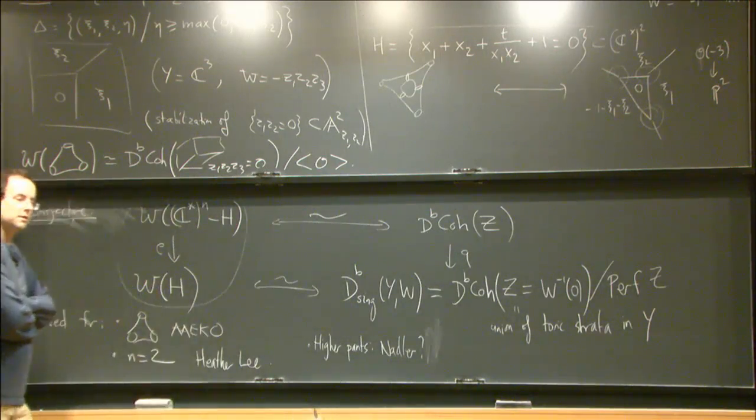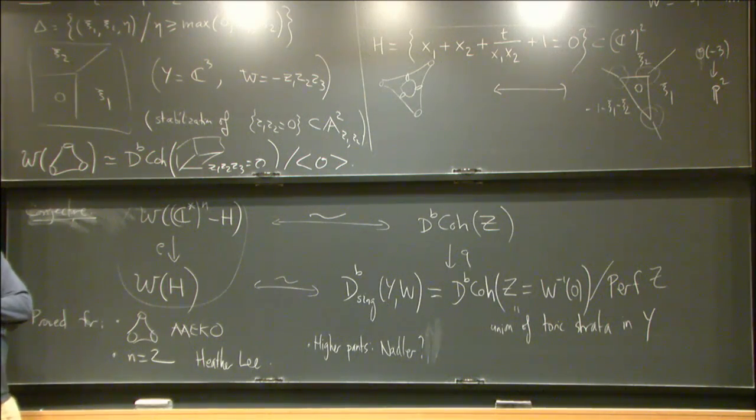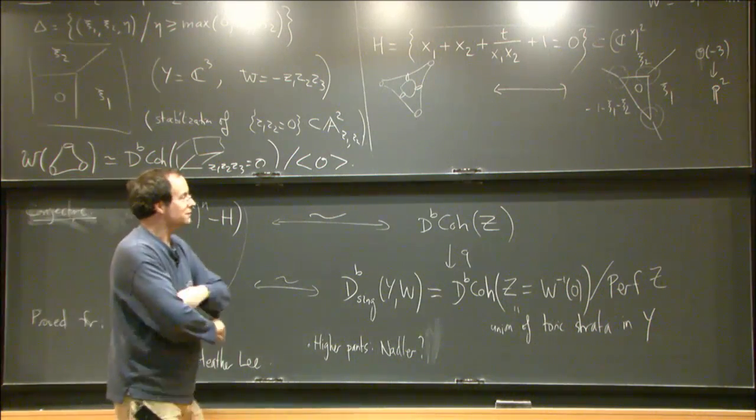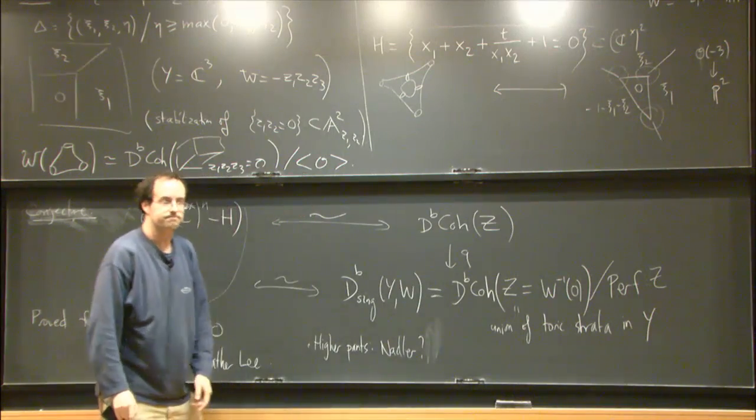Up to, telling us that the second row is a stabilization. Exactly. The second row is a stabilization of the first row, in fact. But what's interesting is that it also comes with a natural functor, just because this one is a quotient of that one.